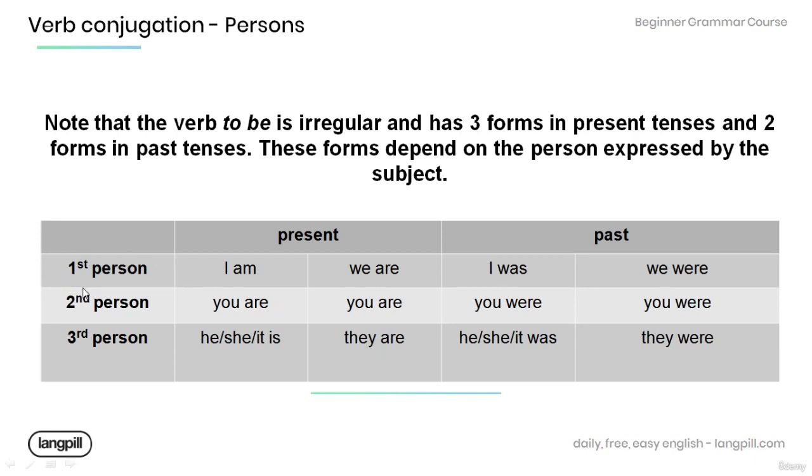And when we use the first person in the past tense, we say I was, we were. Second person, you were. And in the third person, he, she, it was, they were.